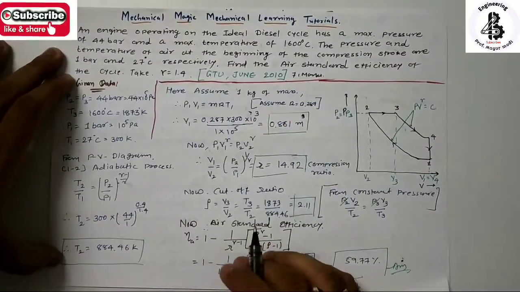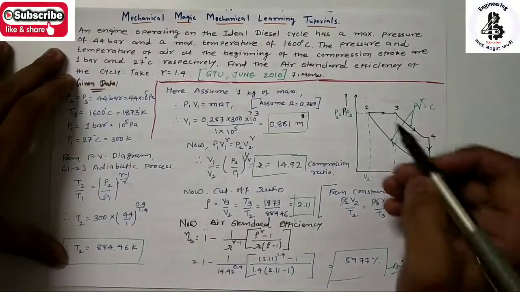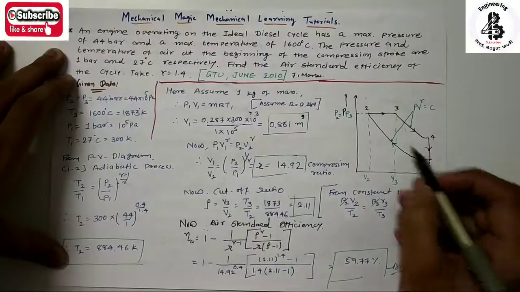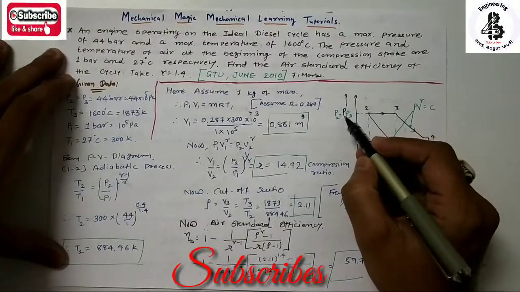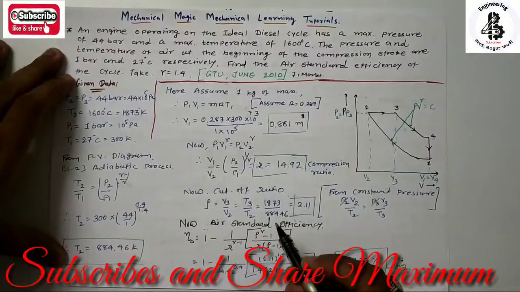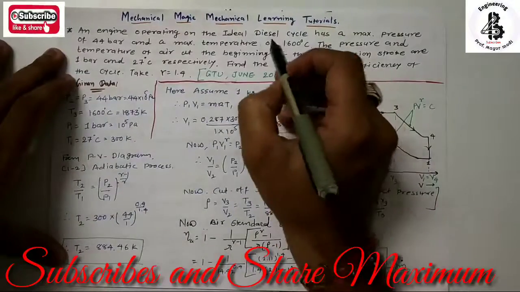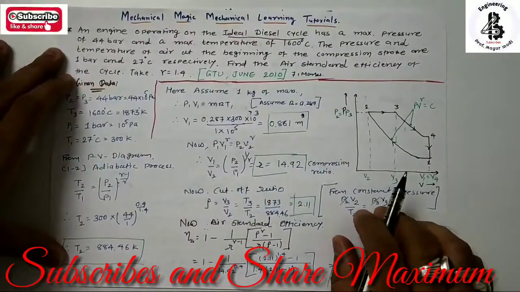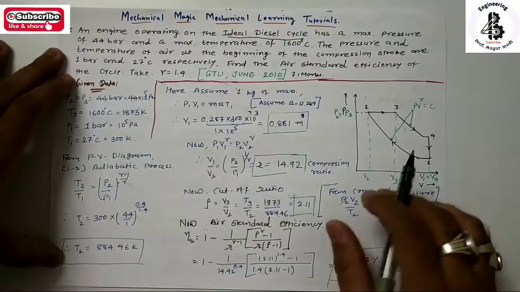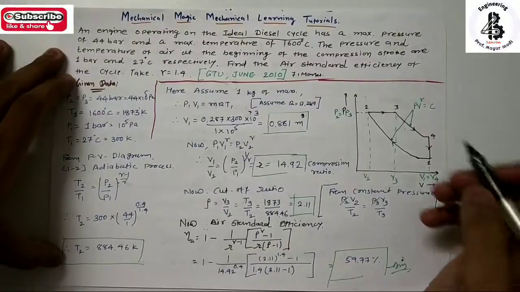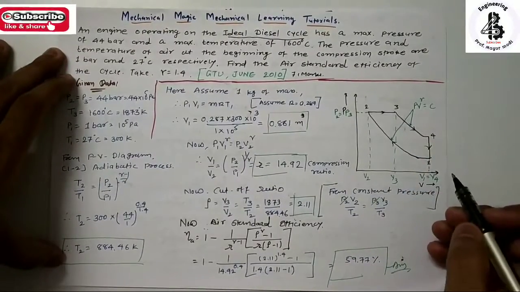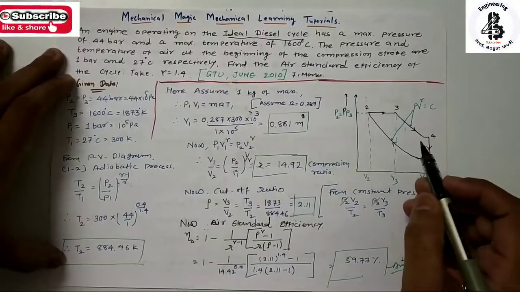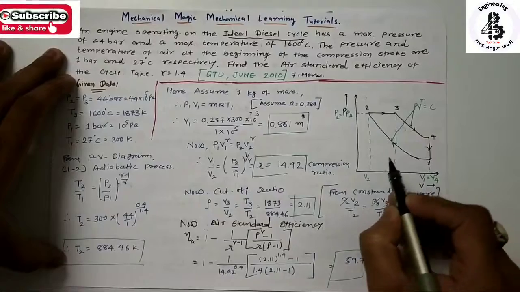So starting with the PV diagram over here, the x-axis represents volume and the y-axis represents pressure. Now according to the data given for an ideal diesel cycle, you can see that according to the theory of the diesel cycle, there is a constant pressure heat addition process. So for 1 to 2 that will be adiabatic compression.